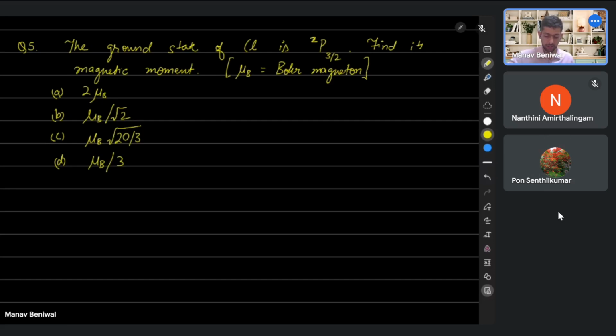Okay. Now before that, what is this notation? This is very important to solve this question. So we are given the ground state is 2p3, 3 by 2. To write the notation, the general formula is this. This is known as multiplicity, 2s plus 1, and here you give the value of L, and here you give the value of J.